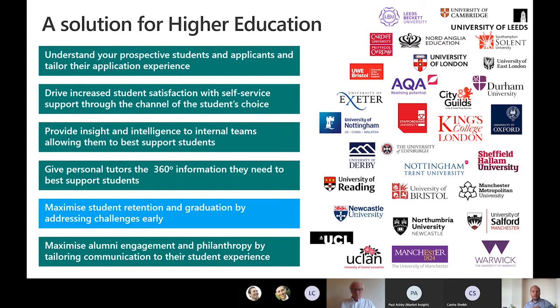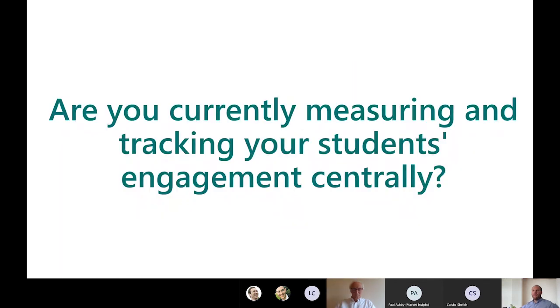Now, we're going to have a bit of audience participation for a couple of minutes, and I'd originally planned for this to be in a kind of online poll that we get results in immediately. But given there's such a small number, we can just come off mute and have a chat. So do you know if your institutions are currently measuring and tracking the engagement of your students centrally? I know there'll be lots of systems across the board that are looking at how often people are going to the library or what they're doing from a grades perspective, but is that being managed centrally anywhere?